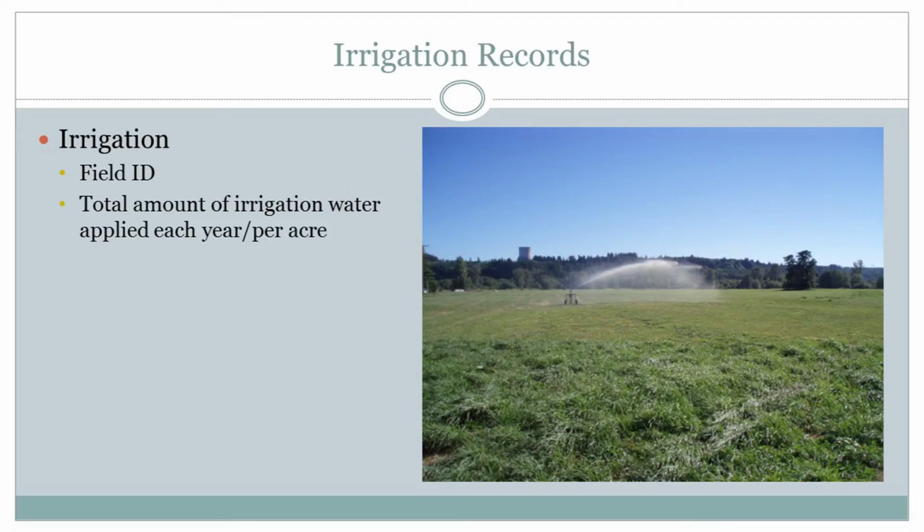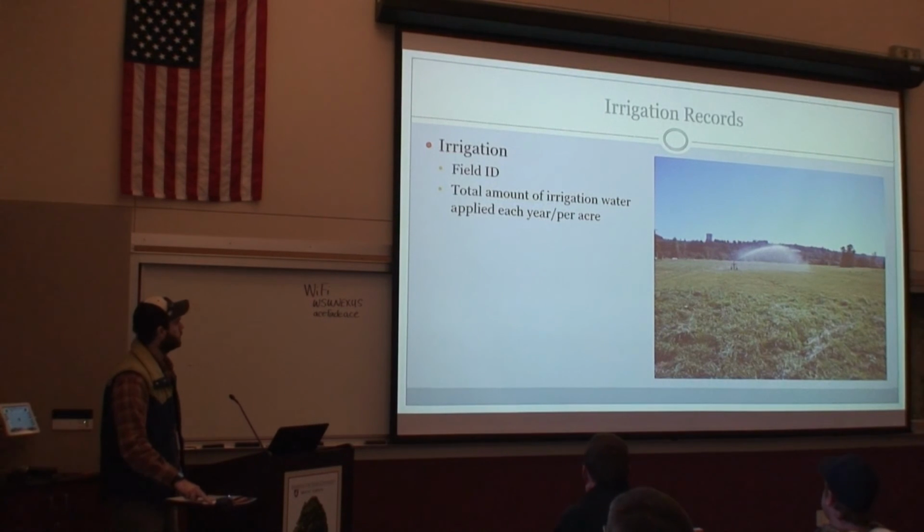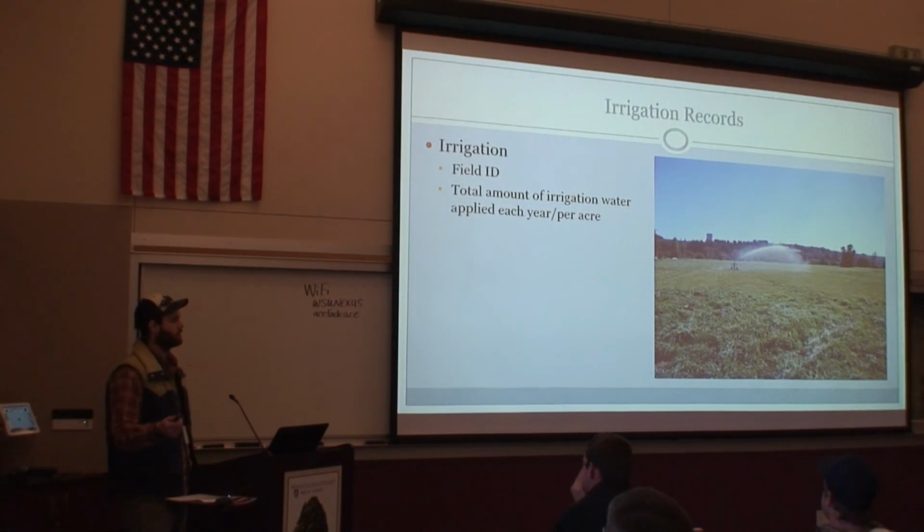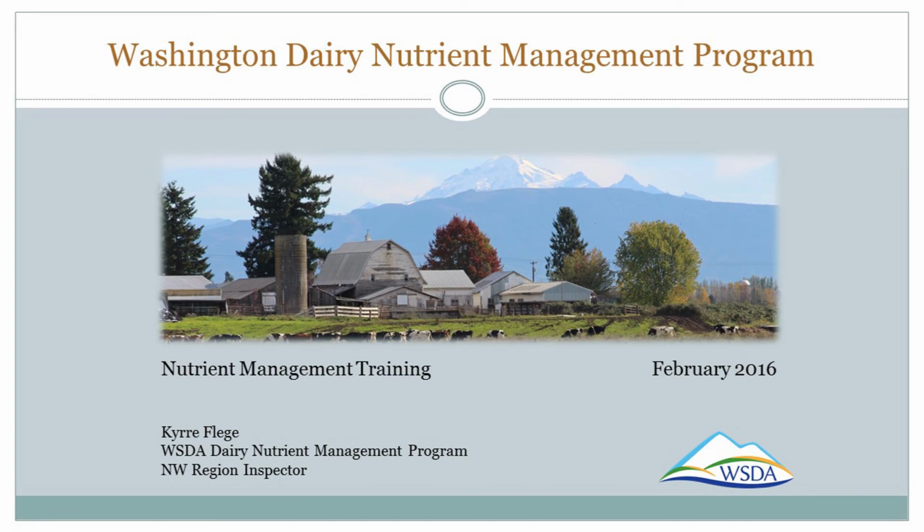Chery mentioned irrigation. If you irrigate, just make sure that you're writing it down. You can combine it with your nutrient application records. That seems to work pretty well. But that's an important record. And then, finally, that's it.